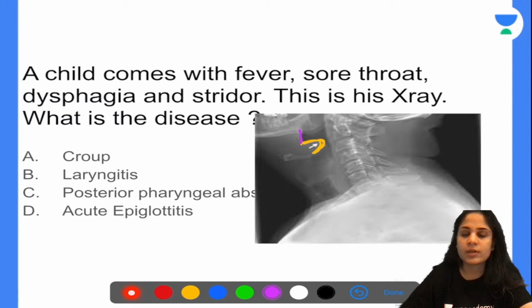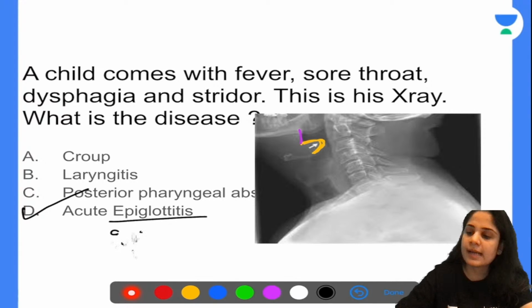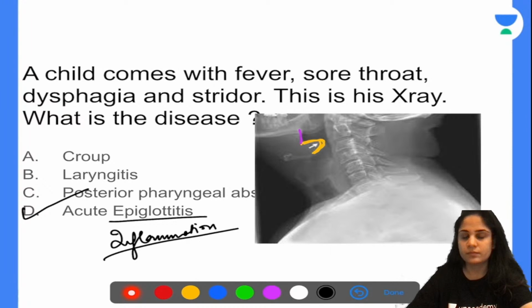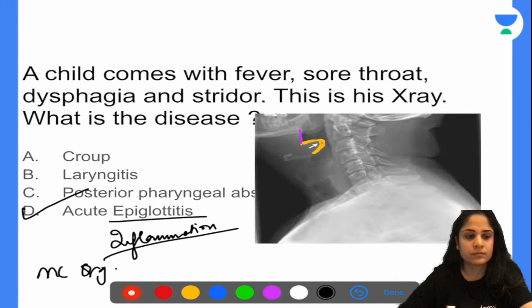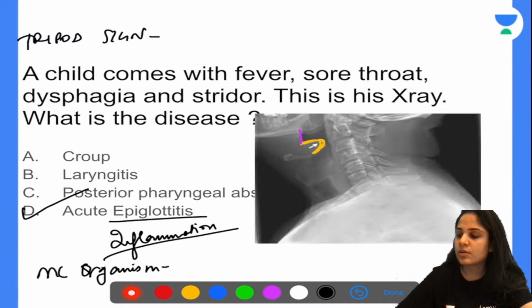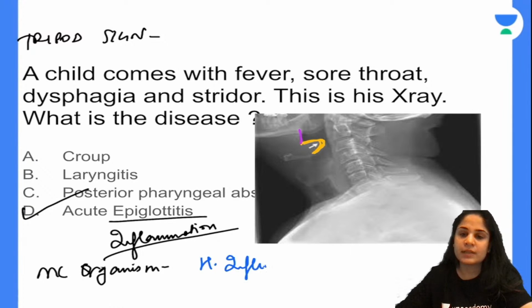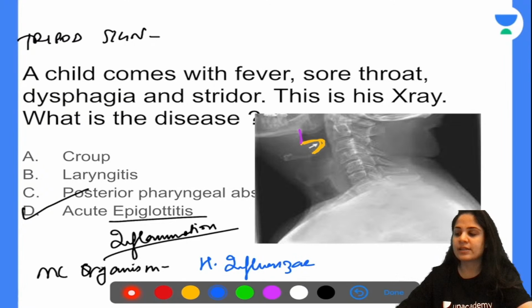Okay. Now, what is the most common organism that causes acute epiglottitis? And what is tripod sign seen in acute epiglottitis? Tell me these two answers. Yes, so the most common organism causing acute epiglottitis is H. influenza. Guys, please don't say strep, because Strep pneumoniae always comes in the options, but that is never the correct answer. It is still H. influenza. Other than that, what is tripod sign?